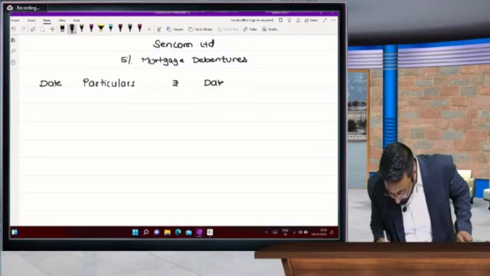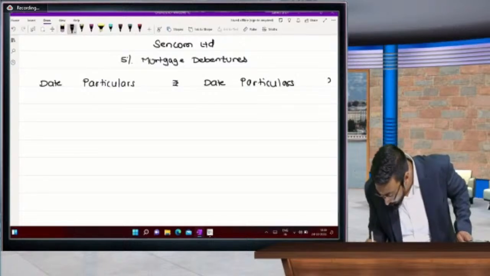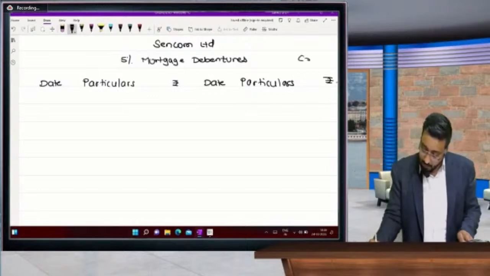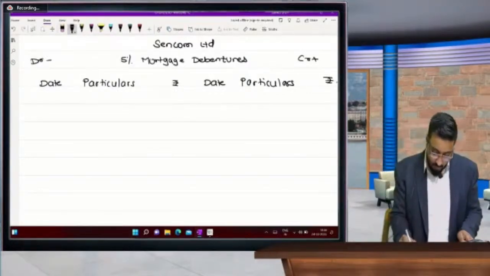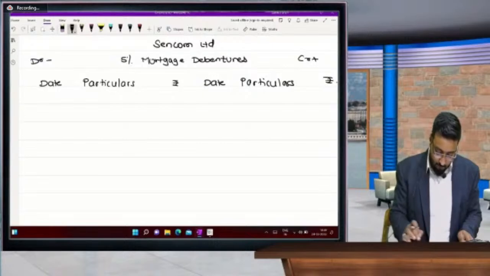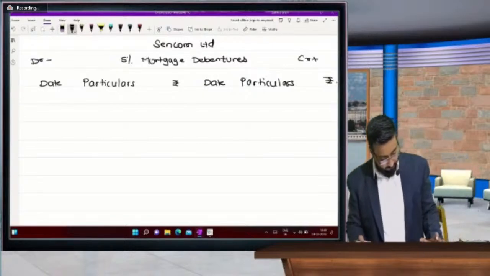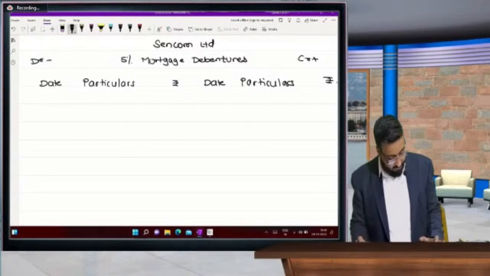Date, particulars, rupees. Credit plus, debit minus. Credit plus, debit minus.